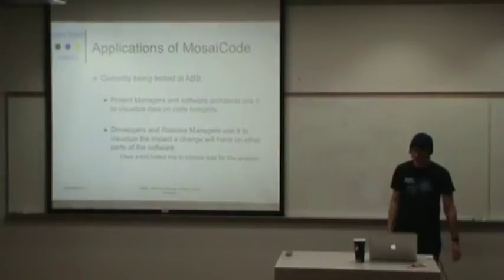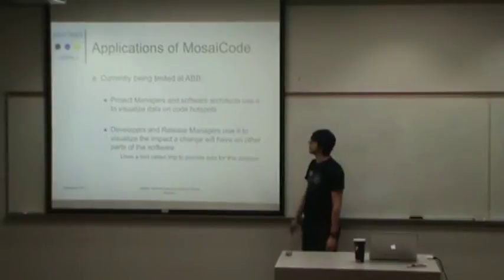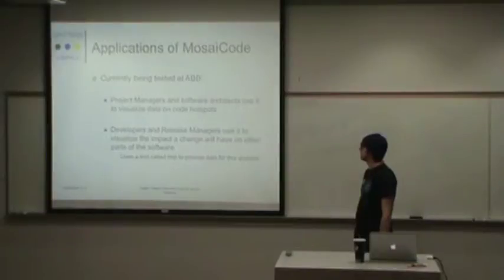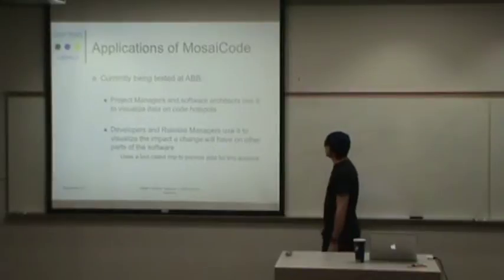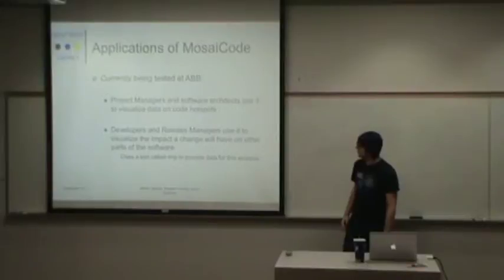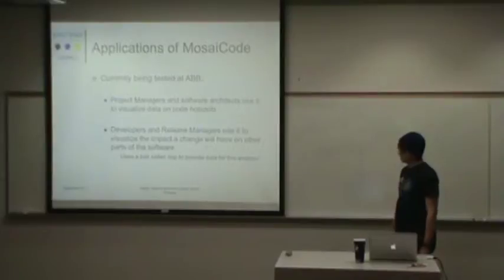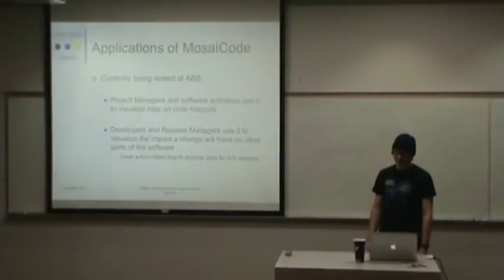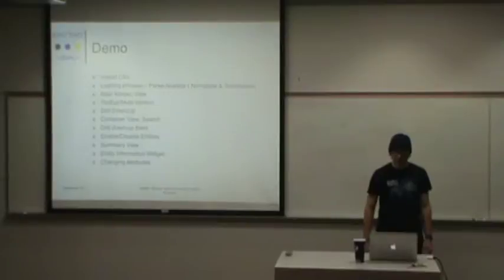But applications at ADB, like I was saying, they use it to look for code hotspots with complexity and things like that, to see what they need to look at, like, well, this code is really causing us some problems, so why don't we look at it? They also use it for impact analysis, with the developers and the release managers, to see if they should push some updates and what it will do to the rest of the system. And they use a third-party tool called IMP to provide that data, which is another reason why we need it to be flexible and plug in whatever you want.